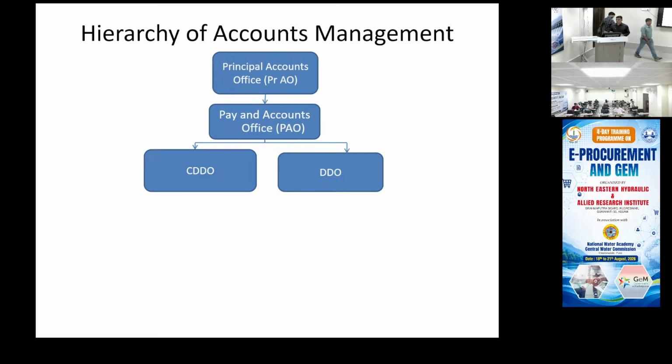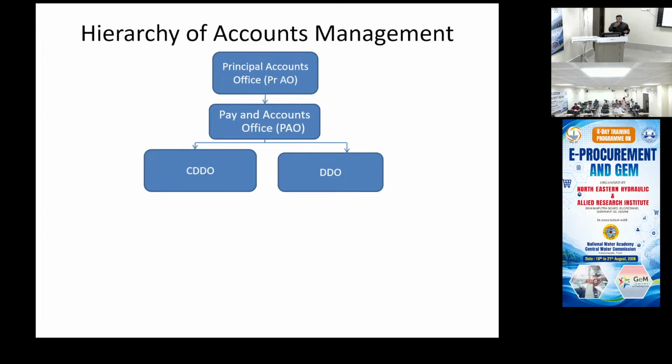Now if it has to cover all over India, the PAO will have its representatives in various locations. So in CWC, the executive engineer acts on behalf of the PAO as a Check Drawing and Disbursing Officer. So he has his bank account, to which he is the signatory. That's why it's called Check Drawing and Disbursing Officer, and he will make the final payment. Like how the PAO makes the final payment to the vendor, the CDDO will make the final payment to the vendor.